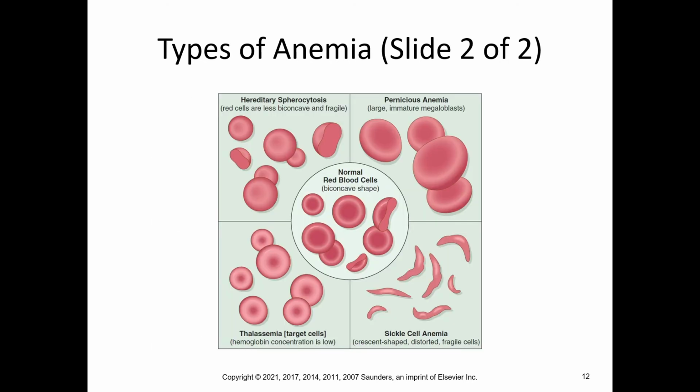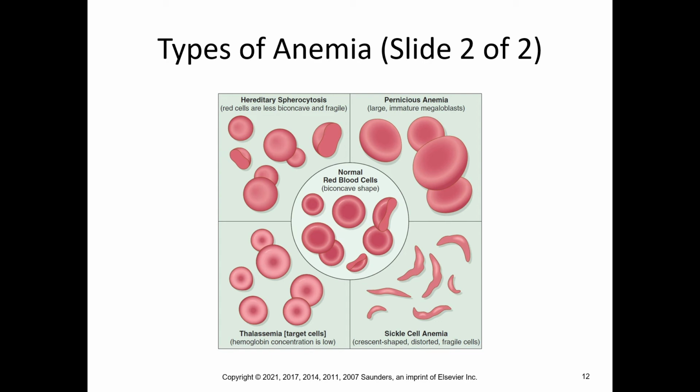Here's a pictographic representation of what we think red blood cells look like. In the middle of this, we have normal red cells with their nice biconcave shape. The biconcave shape allows for plenty of surface area for interacting with the outside environment, so exchanging oxygen, exchanging gases, let's say.